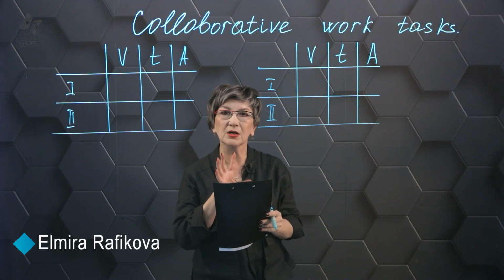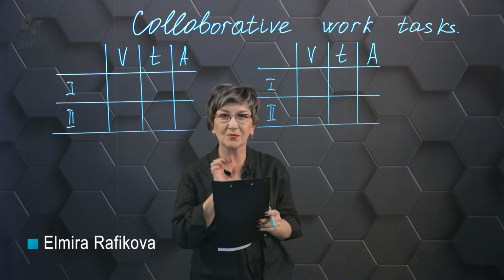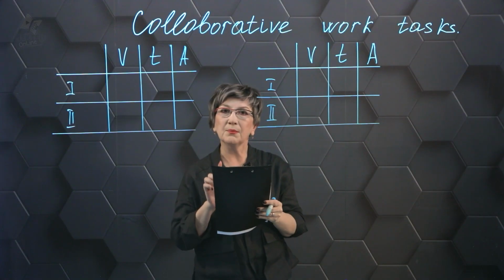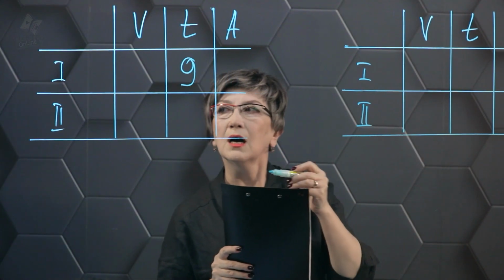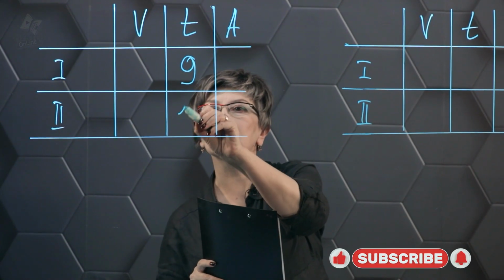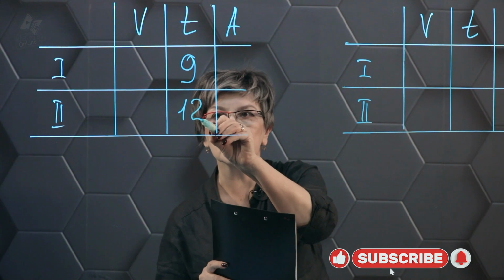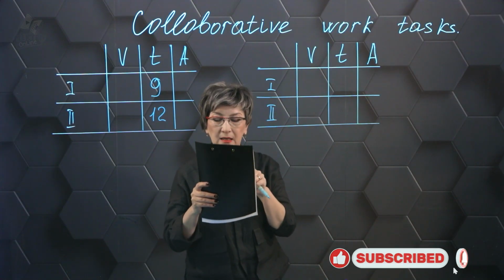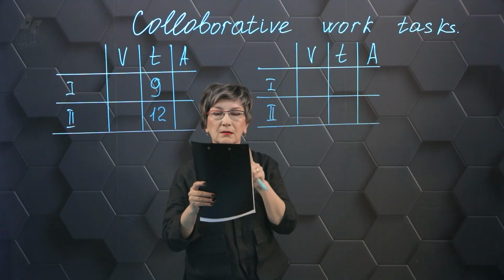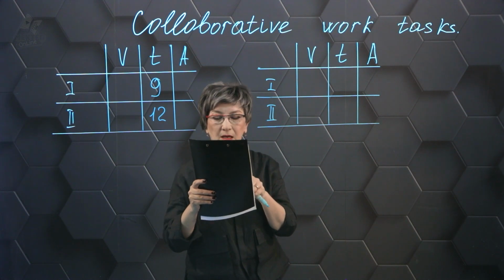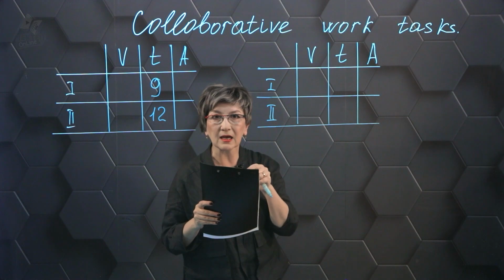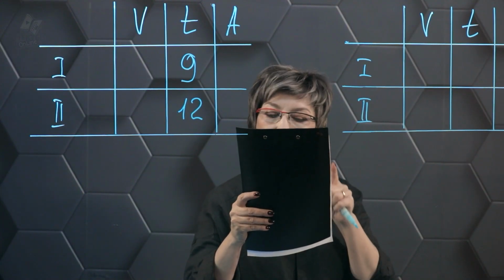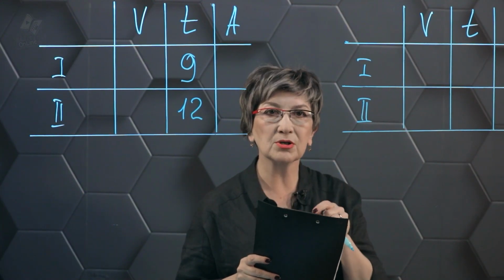Today in our lesson we will solve another problem of cooperative work. The conditions of our problem are as follows. The first company can build a house in 9 months, and the second company can build it in 12 months. The first company did 3 months of work, and the second company did the rest of the work. In how many months was the house built?